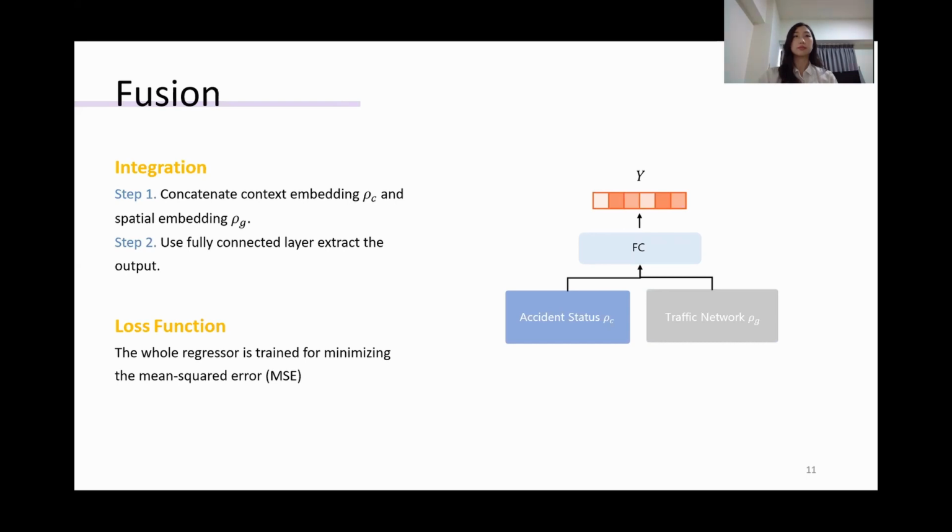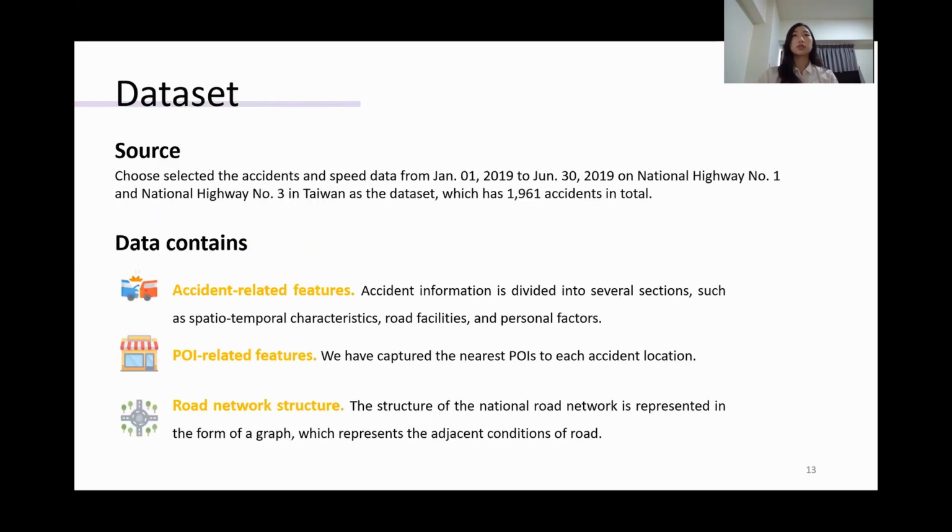We choose national highway number 1 and national highway number 3 in Taiwan as the experimental data, which have about 2,000 accidents in total. We divide the information into 3 categories.